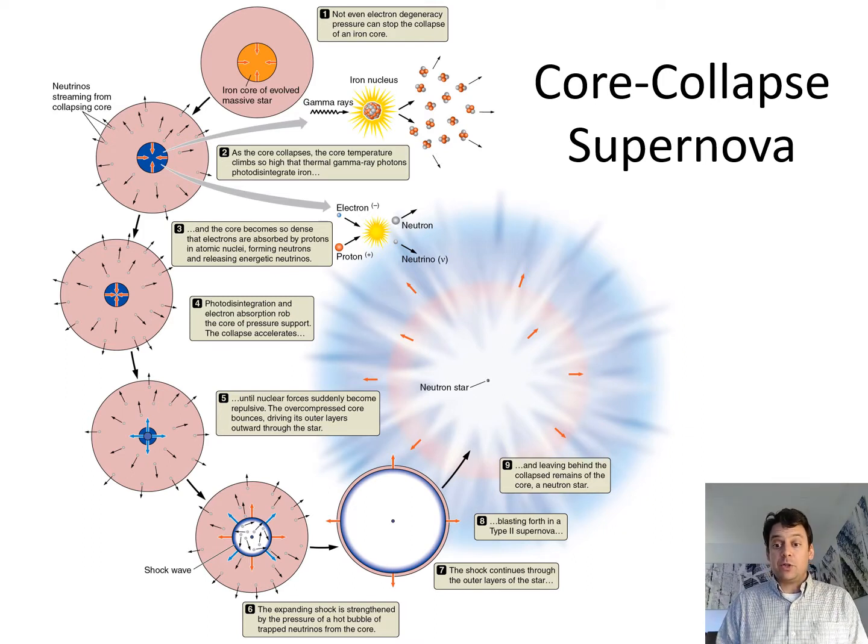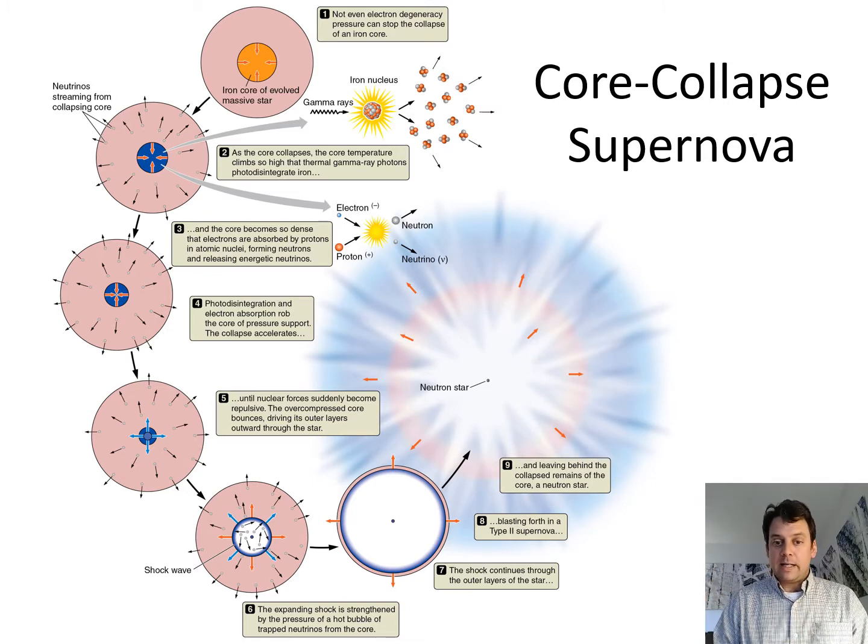But the upshot is that eventually the iron core collapses. It rebounds off itself in just a mind-bogglingly violent shock wave that then propagates through the outer layers of the star and just blows the vast majority of the star to smithereens and ejects that mass and all of those elements that it's created out into the interstellar medium. But it doesn't completely destroy everything about the star.